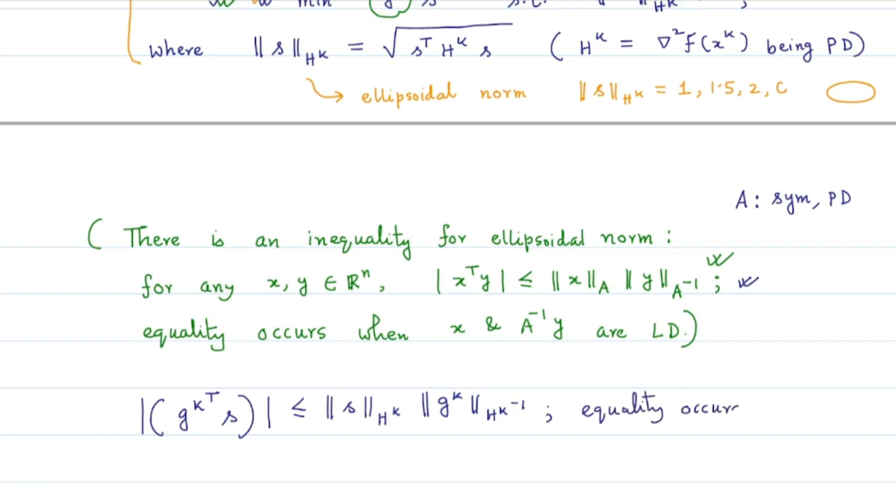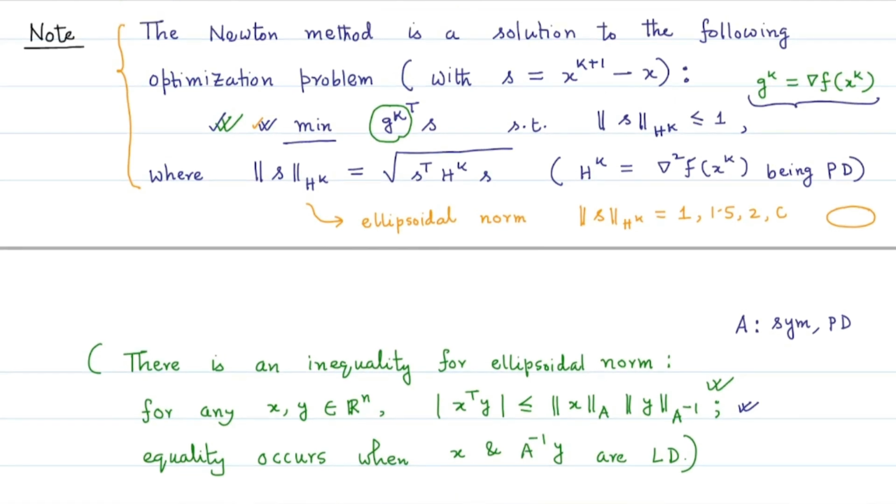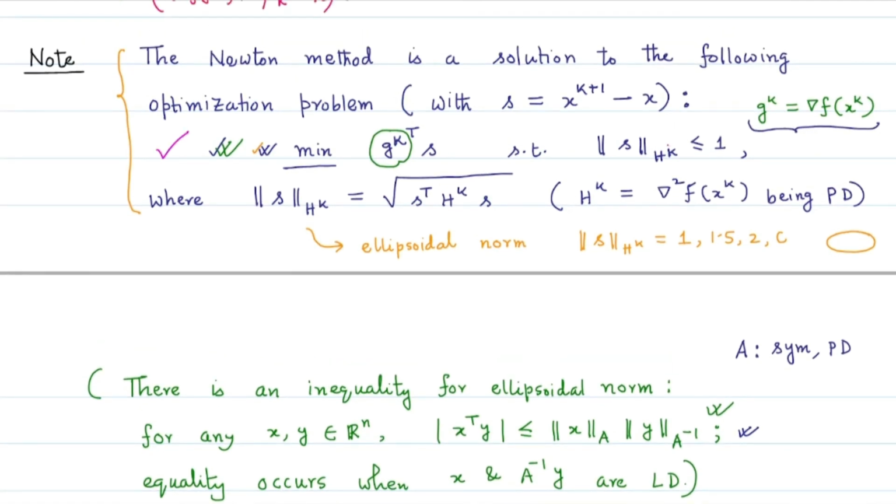And equality occurs when the vector s is parallel to the inverse of the Hessian times the gradient. That is, when the vector s is given by some constant multiplied by this Hessian inverse gk. In particular, you choose this constant to be -1. So with this -1, we see that s is equal to Hk inverse gk times -1, which is nothing but the pure Newton direction. And therefore, the pure Newton direction is a solution to this minimization problem. And hence, the pure Newton method is a solution to this optimization problem with respect to the ellipsoidal norm for the matrix Hk, the Hessian matrix of f at the point xk.